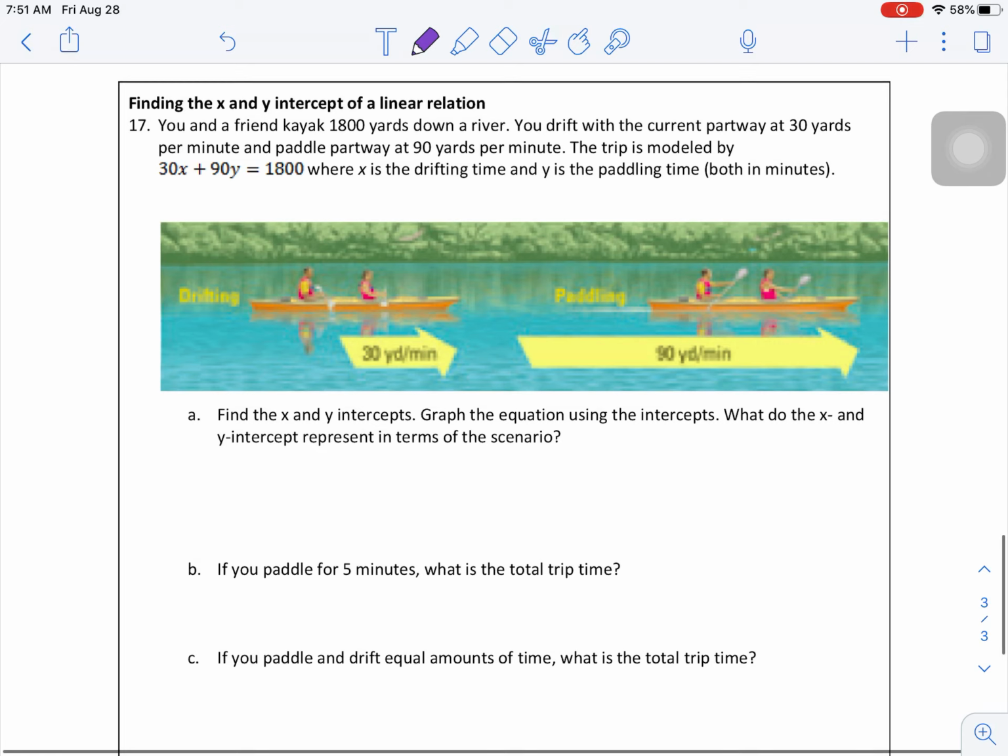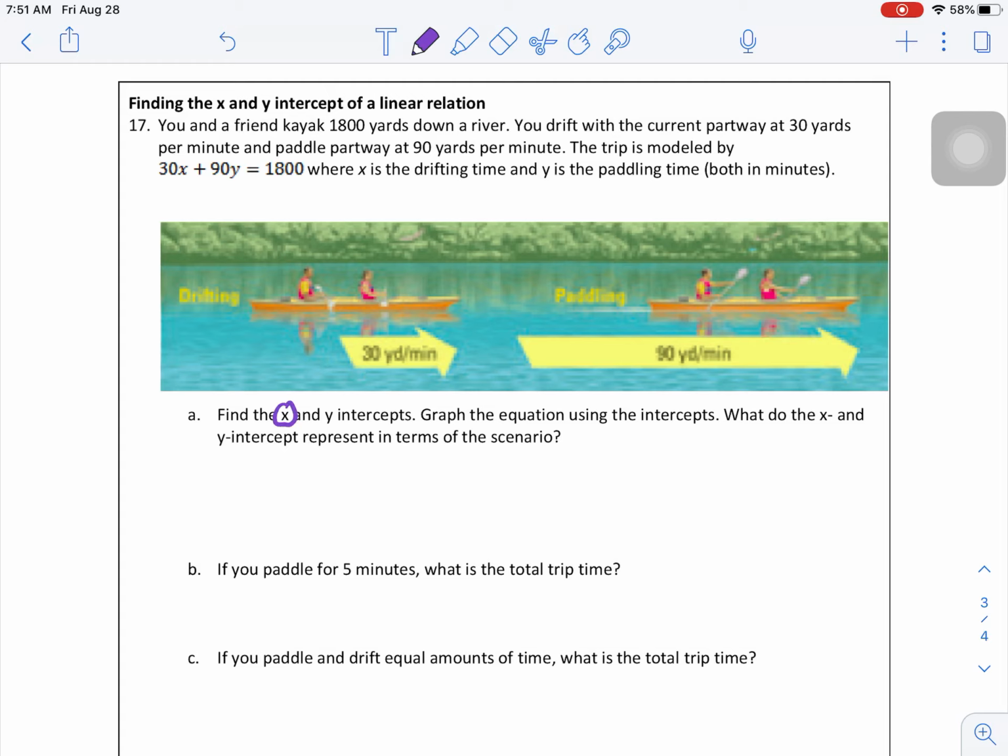Okay, last question here. So, you and a friend kayak 1,800 yards down a river. You drift with the current partway at 30 yards per minute and paddle partway at 90 yards per minute. The trip is modeled by this equation, where x is the drifting time and y is the paddling time, both in minutes. Find the x and y intercepts, graph the equation using the intercepts, and then what do the x and y intercepts represent in terms of this scenario?